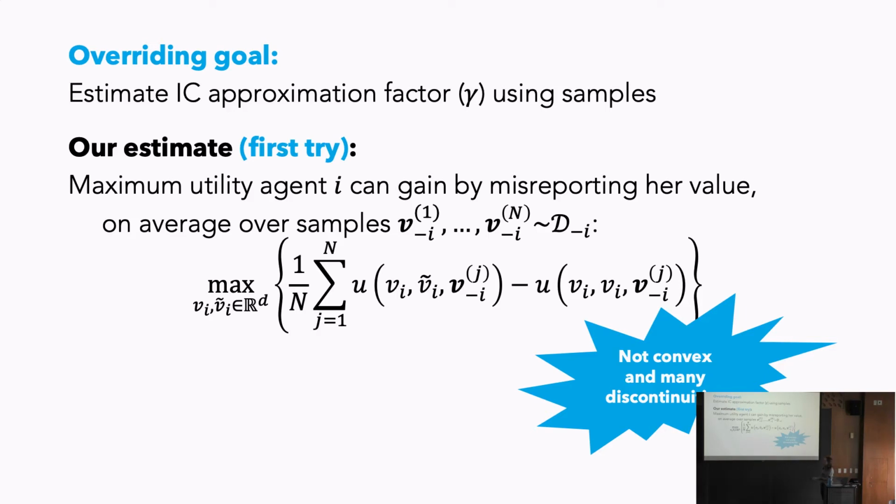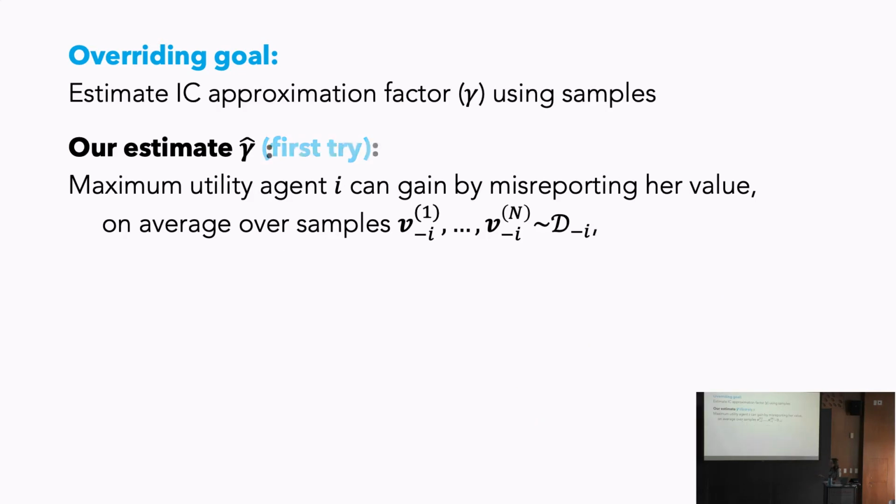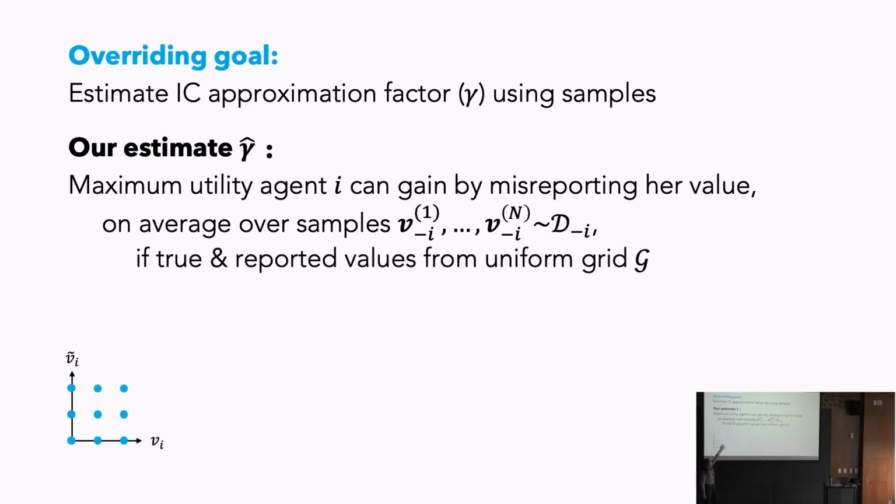Okay, right. So we can't do exactly this technique, so we're going to have to do something a little different. So here's our estimate that we actually analyze in this paper. Again, it's the maximum agent i can gain by misreporting their value on average over the samples, so long as our true and reported values are from some uniform grid discretizing the type space. So I am going to assume that this type space is bounded. Maybe it's like the interval 0, 1 or something like that.